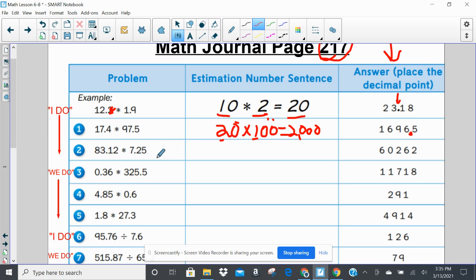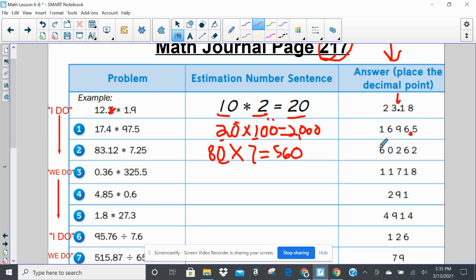83 and 12 hundredths times 7 and 25 hundredths. Well, let's multiply it. I'm going to change that 83 to 80 times 7.25. Let's just make it 7. What's 8 times 7 equal? Think about that. 56. And tag on 1 zero because of that zero there. So the answer has to be close to 560.